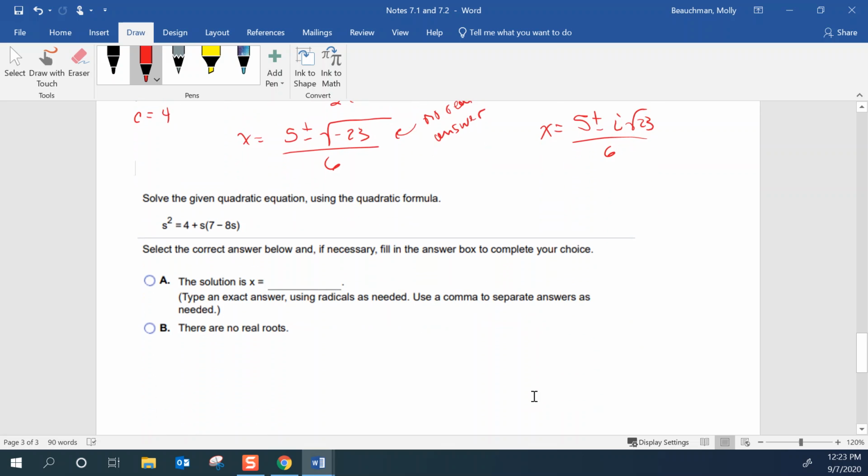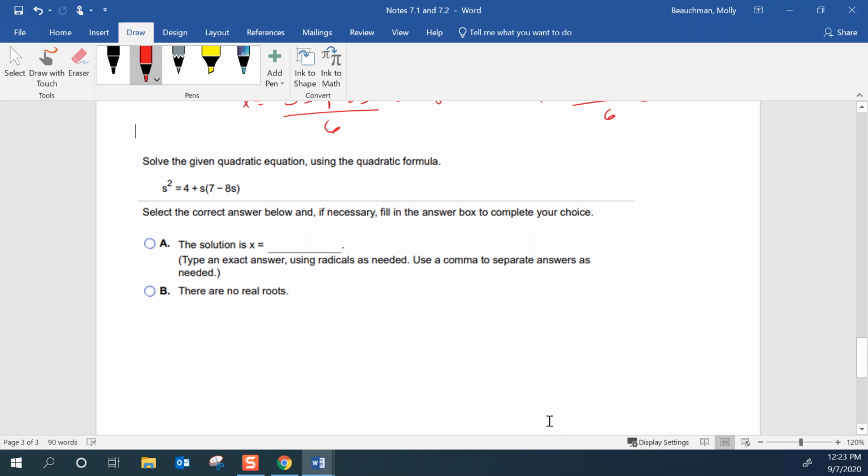All right, last one. I'm not going to solve the whole thing, but I included this one because sometimes you're given s squared equals 4 plus s times 7 minus 8s. Sometimes you're given the equation and it's not in the right form. So we want to make sure that you get this in the right form first. So we've got to do some work up front. So if we have s squared equals 4 plus, distribute the s, 7s, minus s times negative 8s is negative 8s squared.